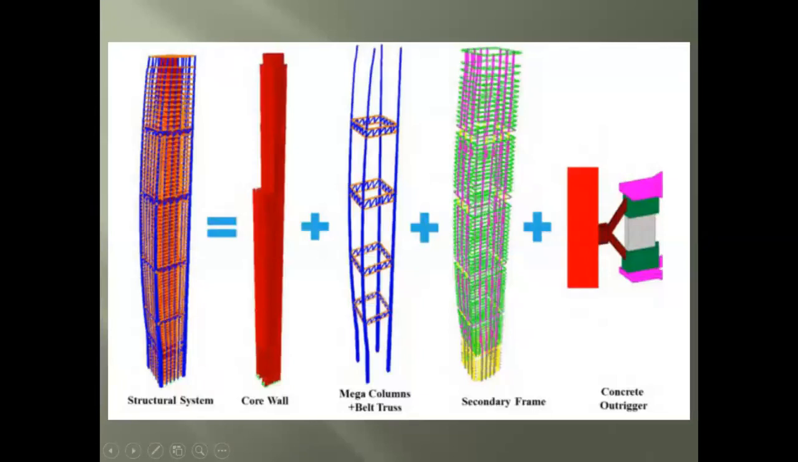When we talk about high-rise buildings, multi-story buildings, it is important to understand the bearing constructional elements of the building. We call it the structural system. So this structural system consists of several important and different constructional elements. First of all, it is the core wall, or just the core.